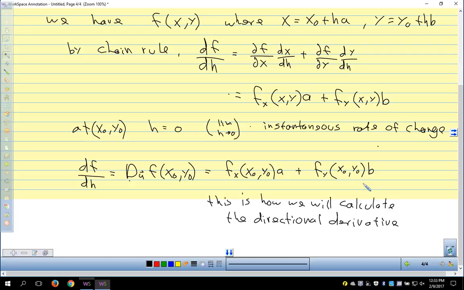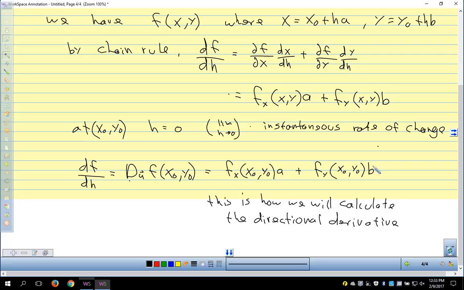And what I want everyone to think about before class next time is, what does this look like? We have something with a derivative with respect to x, something that has to do with the x part of our function, times the x component of a vector, plus something that has to do with the y part of our function times the y component of a vector. So what does that look like? We will make that more explicit in class, and we will take advantage of what that actually looks like.